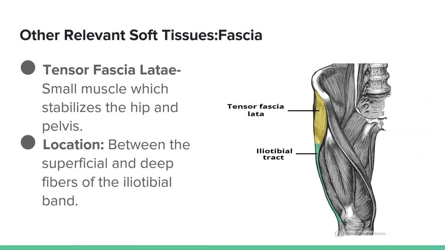Now we do want to go over our soft tissues in terms of fascia. We have the tensor fascia lata, which is on the outside in yellow of the hip. And then you have your IT tract, your iliotibial tract, which is right below in the green. The location would be between the superficial and deep fibers of the iliotibial band for tensor fascia latae. And then it is a really small muscle which helps with hip and pelvis stability.